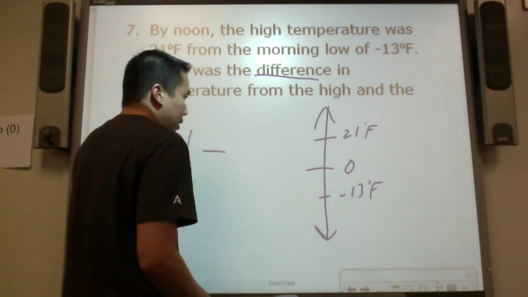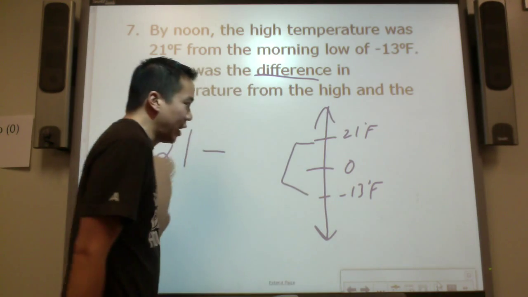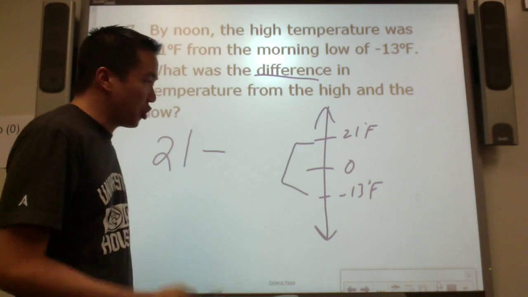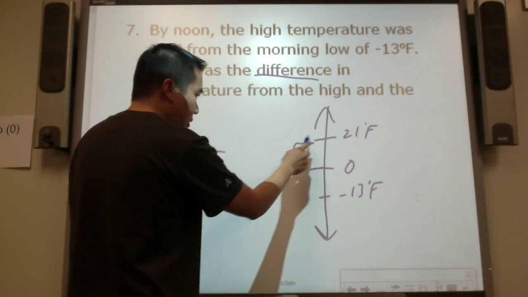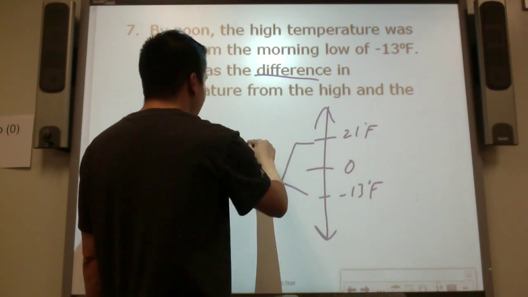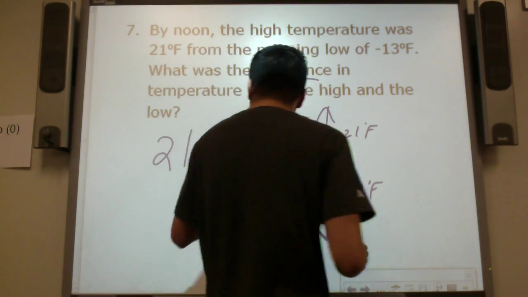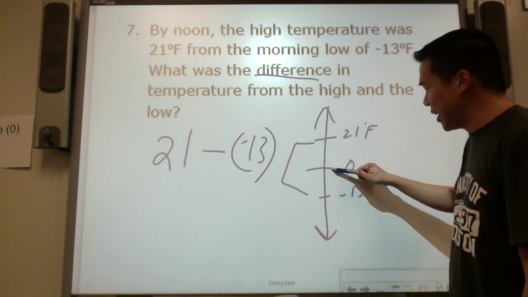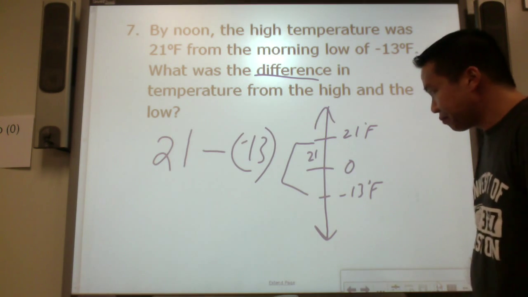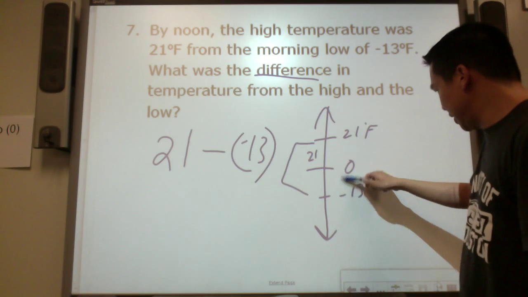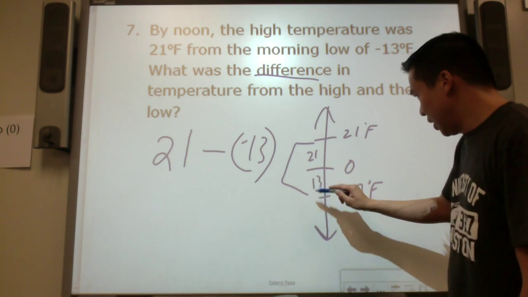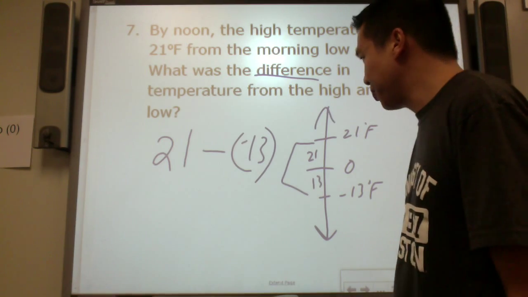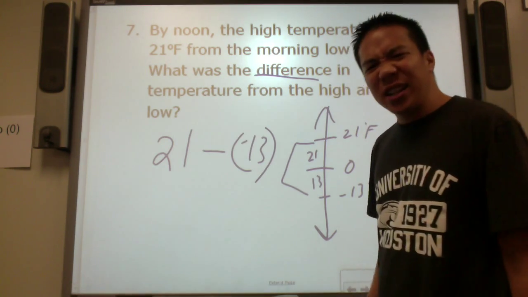So they want you to know the difference from here all the way to negative 13. So 21, difference between, subtraction of negative 13. Now, before I look at this, let's look at this. Well, the difference between 21 and 0 is 21. The difference from 0 to negative 13 is 13. So I predict the answer is going to be 34. The difference is 34 degrees. Is it? How do you subtract again?